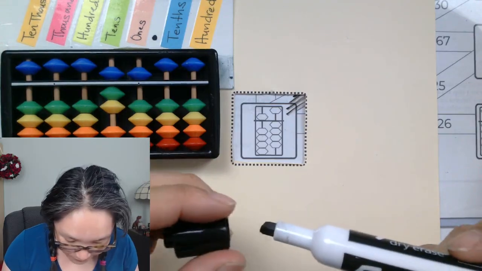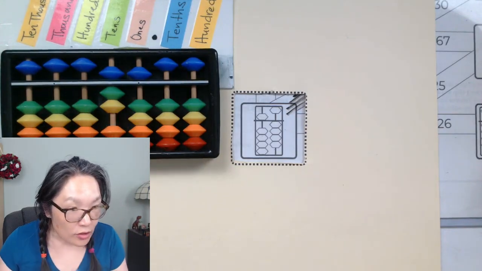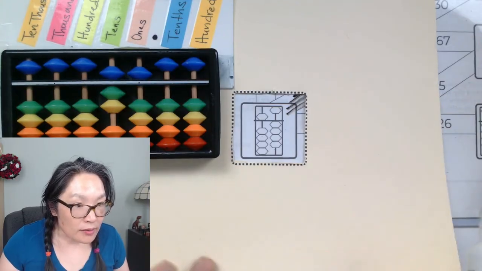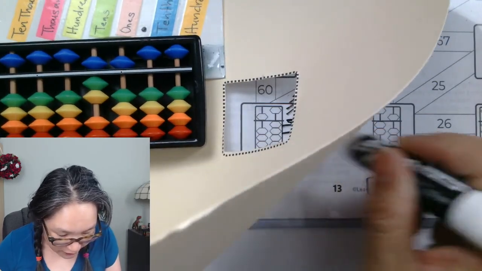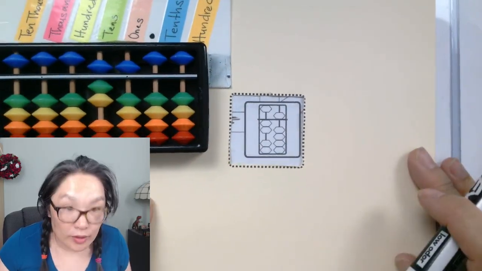54. Hey, Dina. 54. You're right. I'm still learning multiplication. That's so interesting. Okay, 54. Yes, this is 54. So then what is this number?